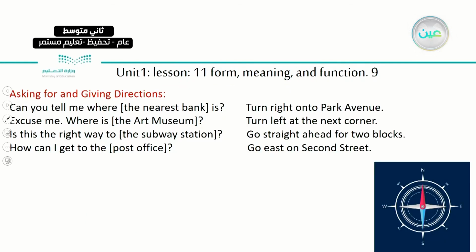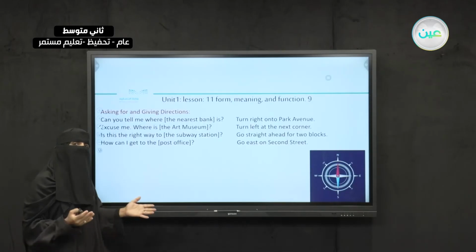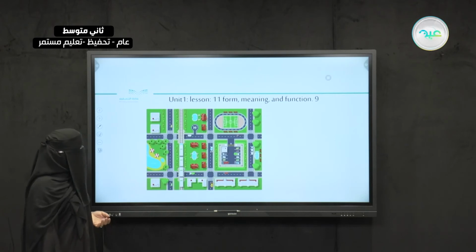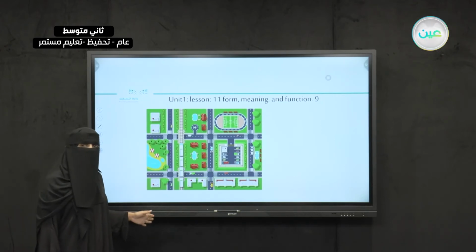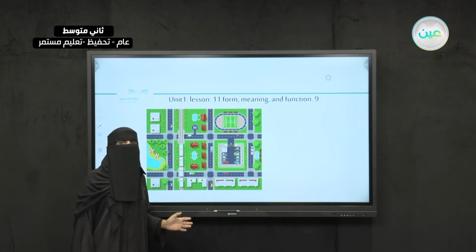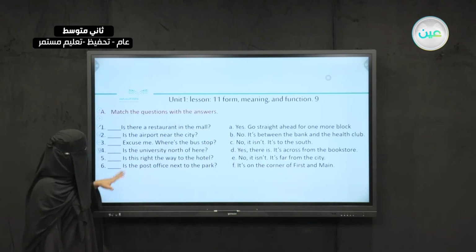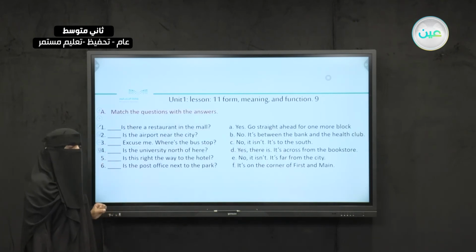How can I get to the post office? Go east on 2nd Street. So here they used north, east, west, which is really helpful to know the meaning of when you give directions. You have a different map in your book. Please look at the map in your book, okay, to be able to answer this part, exercise A.